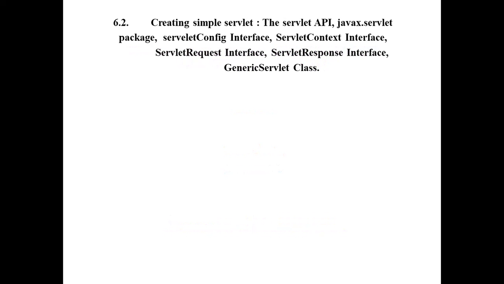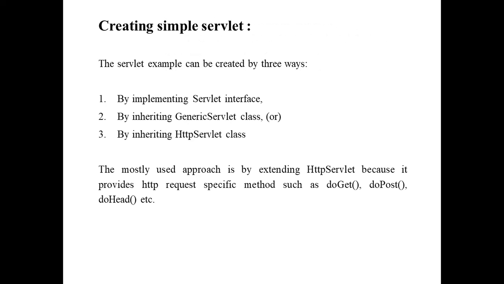Today we will see how to create a simple servlet program. A servlet program can be created in three ways. First way is by implementing the Servlet interface. Second way is by inheriting the GenericServlet class. And third is by inheriting the HttpServlet class. So we can develop a web application by using these three ways.